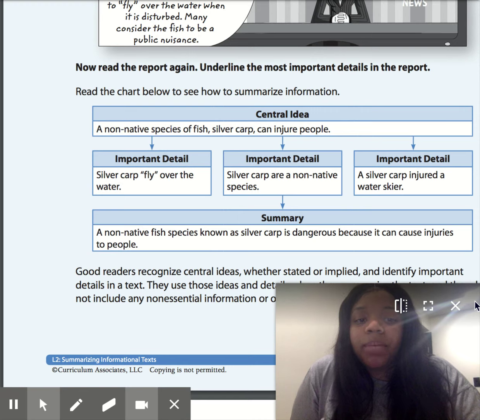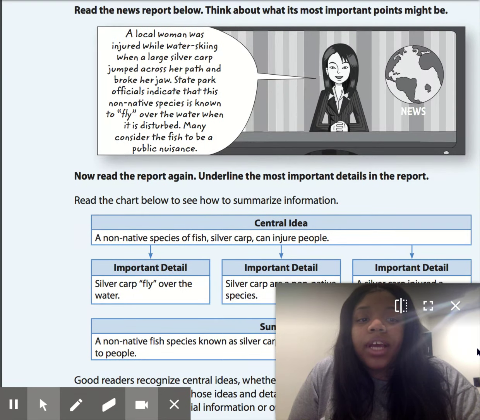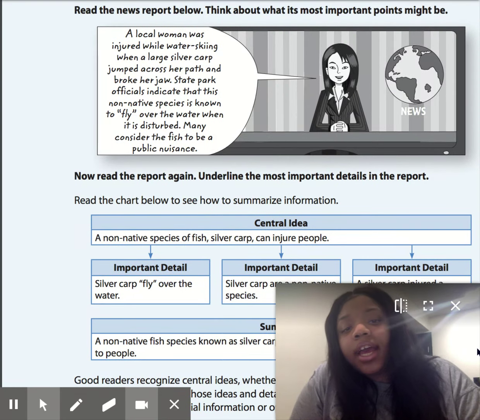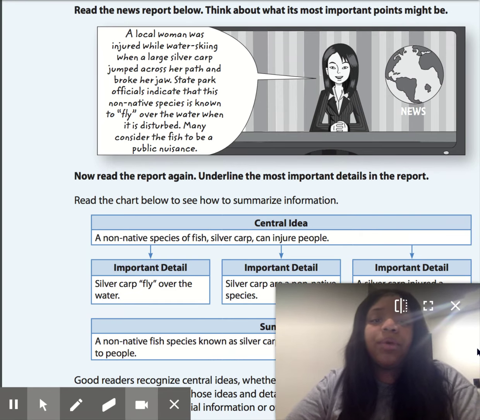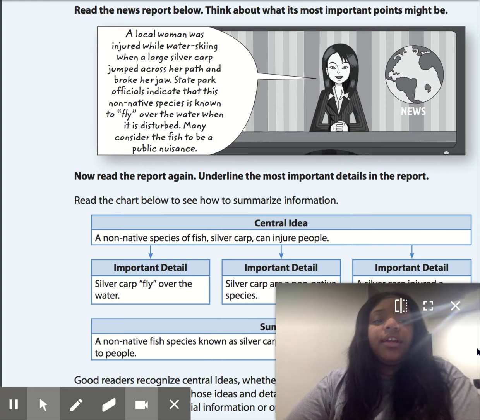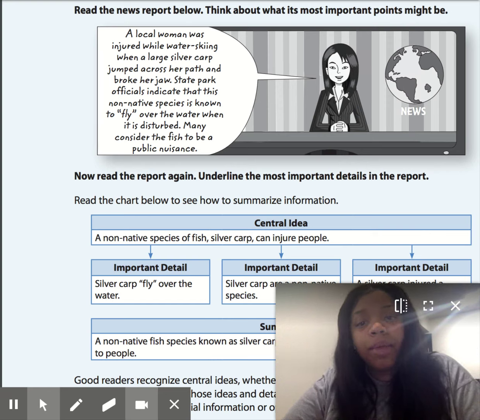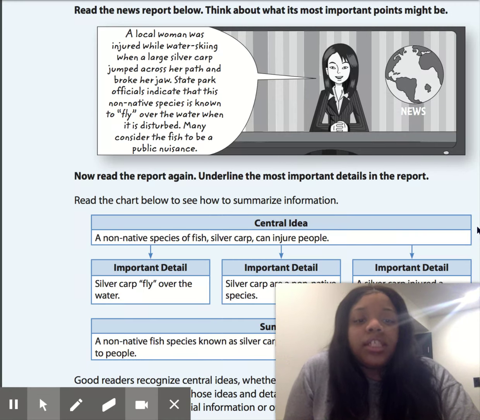So the summary is good because it's short, it relates to the central idea and important details, and it uses the writer's own words. Right? Yes. So as good readers, we're recognizing the central idea, whether it's stated or implied. We identify important details in the text. These ideas and details are what we will use when we summarize the text, making sure we don't include opinions and also making sure we don't include non-essential information.